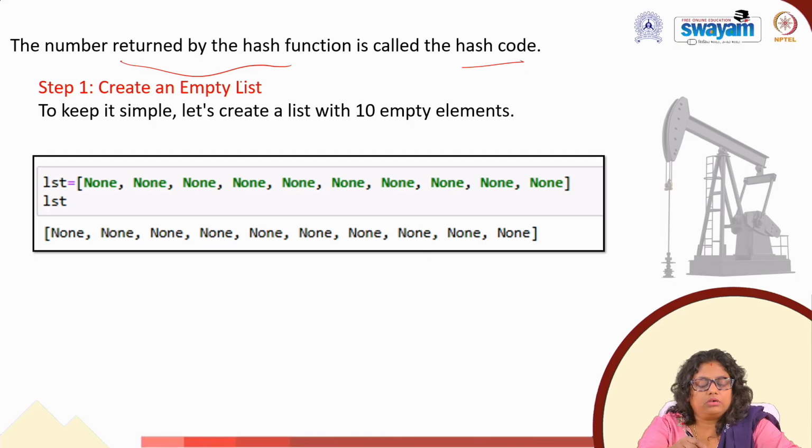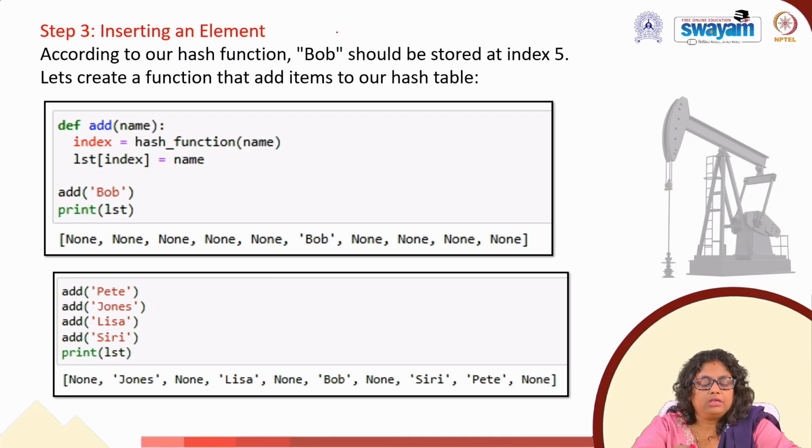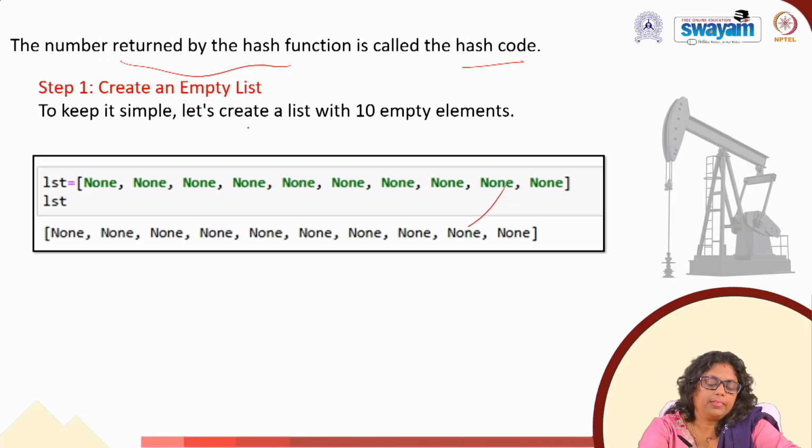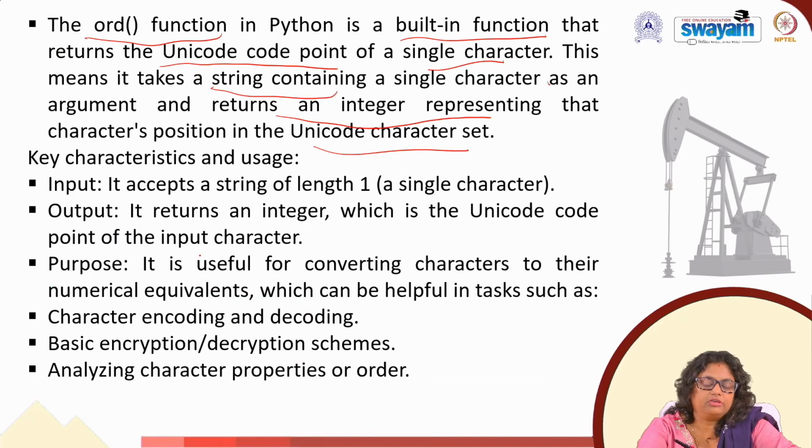So we have created the list and the hash function. Now inserting a value: Bob we have to insert. How would inserting an element be done? According to our hash function, Bob should be stored at index position 5. Now let's create a function that adds items to our hash table. So here is another function we have created: def add name, index equal to the hash underscore function that we created here.